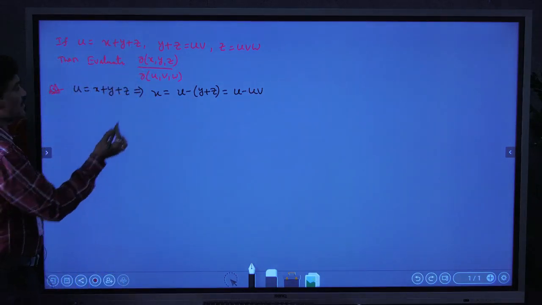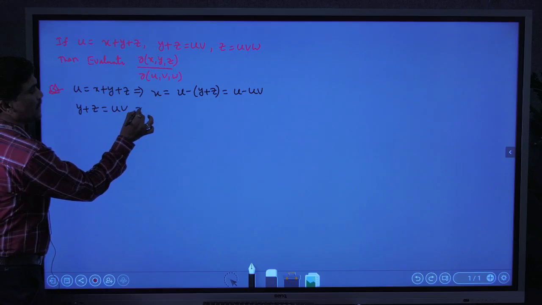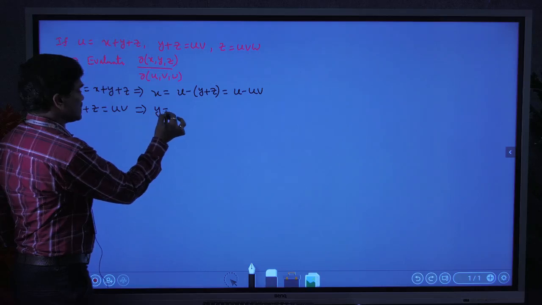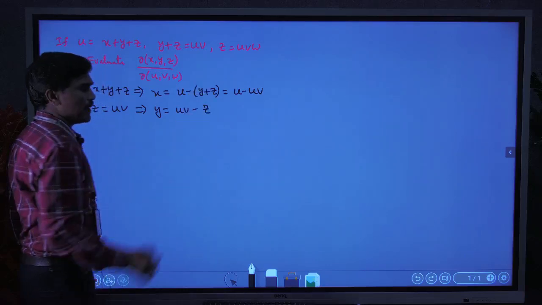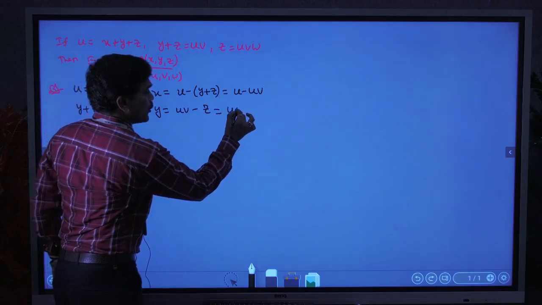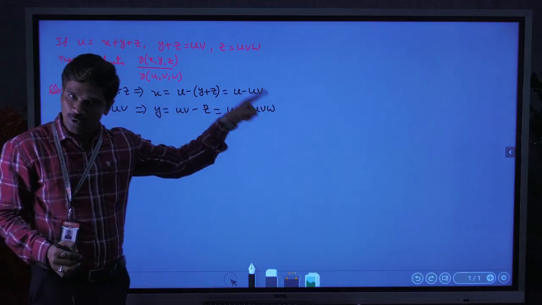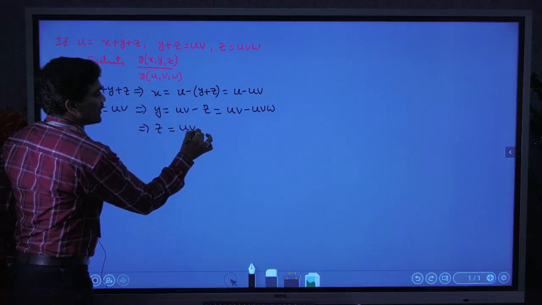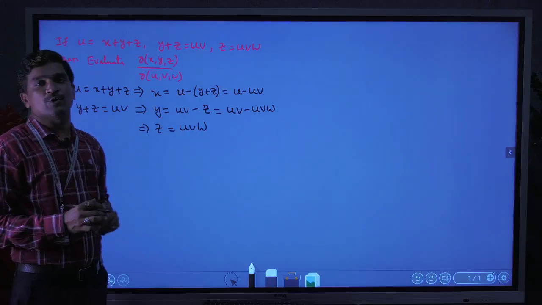Then from the second equation, y plus z is equal to uv, right? From this, write the value of y. What is the y value? y is written as uv minus z. But what is z? Here z is uvw. So we write uv minus uvw. So we get y in terms of u, v, w. Then clearly z is in terms of u, v, w. Now we get x, y, z as functions of u, v, w.